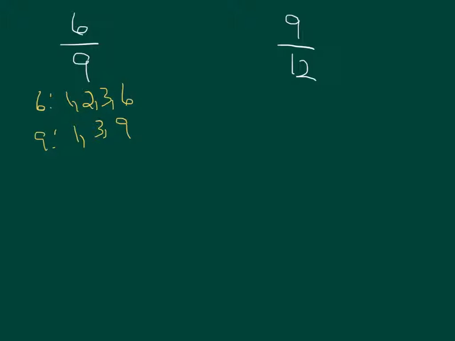So you ask yourself, between this list of factors and this list of factors, which ones do they have in common, and which one is the biggest one they have in common? So you notice that they both have 1 in common. They don't both have 2. They both have 3, but they don't have 6 or 9. So between these lists of factors, which one is your biggest factor? 3. Therefore, your greatest common factor is going to be 3.